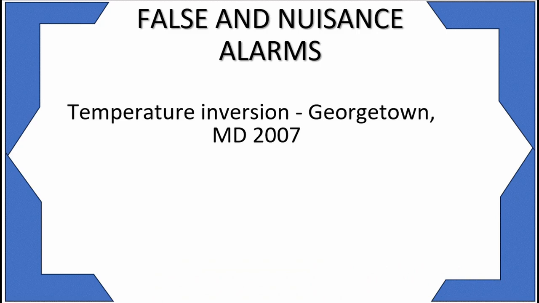The older models, my Kidde Nighthawk, and I have to tell you a story about a temperature event in Georgetown, Maryland. I was tied up at the granary in Georgetown, and at 2 a.m. my CO alarm goes off. And I get up and look at it, and it says 44 parts per million. I said, well, why is that going off? Well, then I remembered I bought it at a hardware store, and it really didn't tell me when it was going to go off.